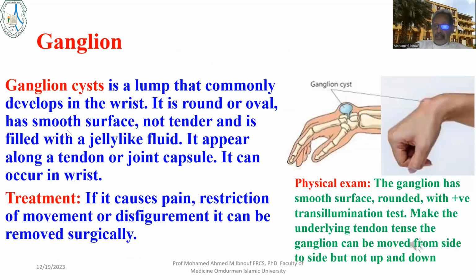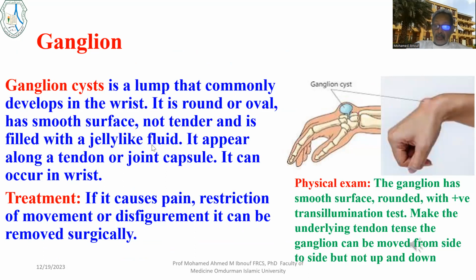One of the commonest swellings in the subcutaneous tissue is a ganglion. This is a ganglion here. It is behind the skin. You can grasp the skin over it. The ganglion is a cyst, and it commonly develops in the wrist or along the tendons. It is rounded or oval, smooth, and usually not tender.